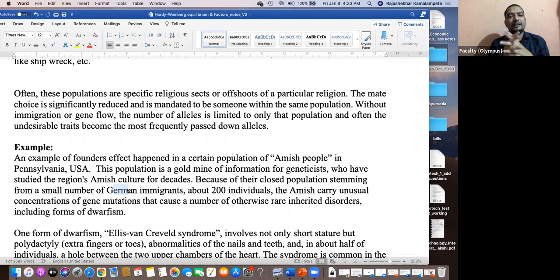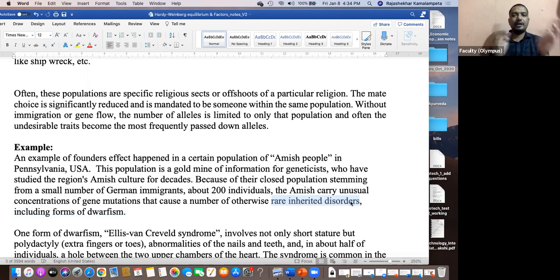This became a very good case study because such things rarely happen. For genetics, because we cannot control humans, already existing conditions can be taken as examples to understand this. So what happened? These people tend to show a lot of genetic problems. They had a few recessive alleles in them, but because of inbreeding, they kept spreading those problems in their community because of marriage within the group. Recessive alleles came together, causing more and more homozygous conditions. So they carry some unusual concentrations of genetic mutations, causing a number of otherwise rare inherited problems to become more common.